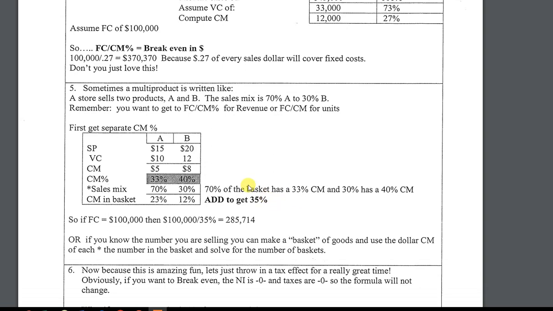But anyway, here are the steps on this one. I'm not going to write them out because I can't type or write very well. The first one, get your contribution margin per unit right here. So I got 5 and 8. I sold 2 products, A and B. I have 15 and 10, which is 5. That's the same one. And then I added 1: 20 and 12 is 8. So that's the first step.